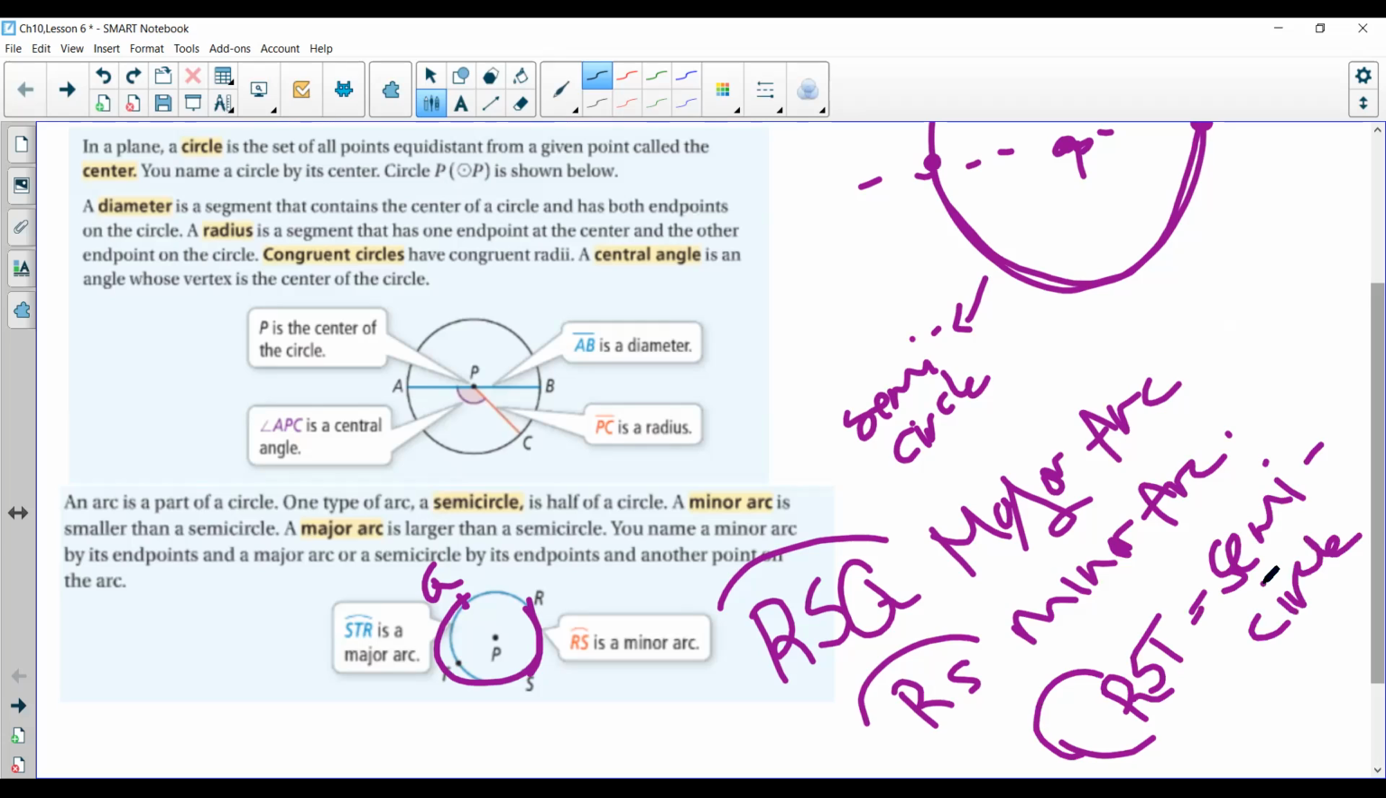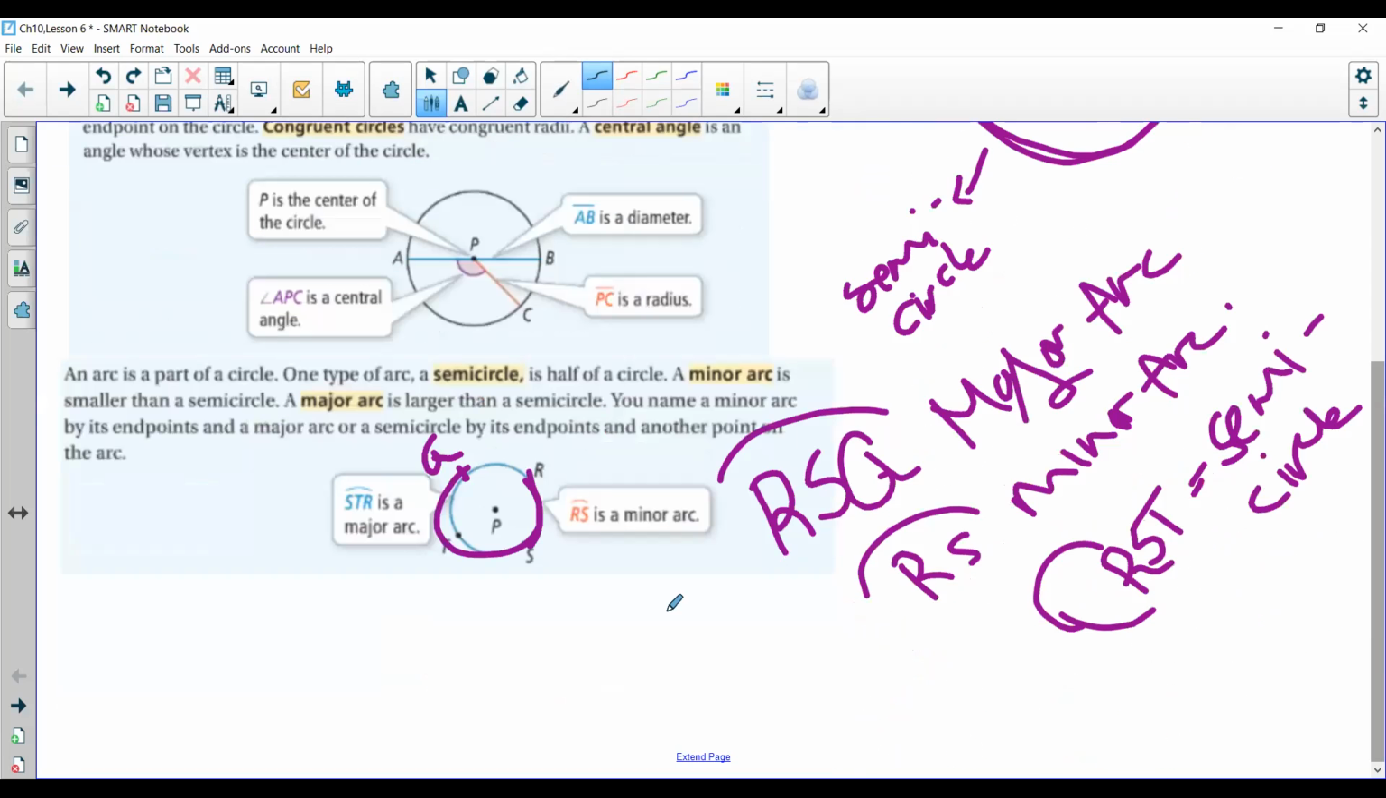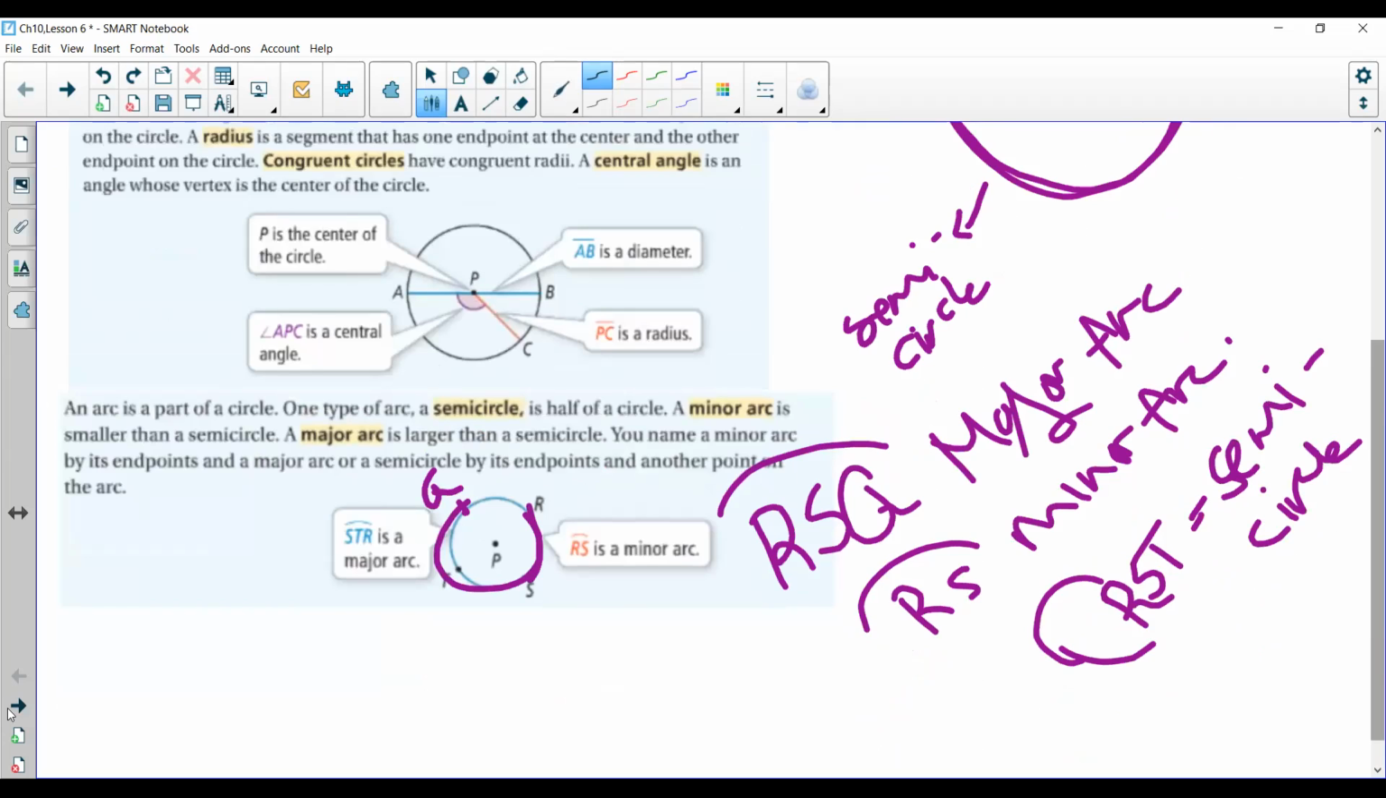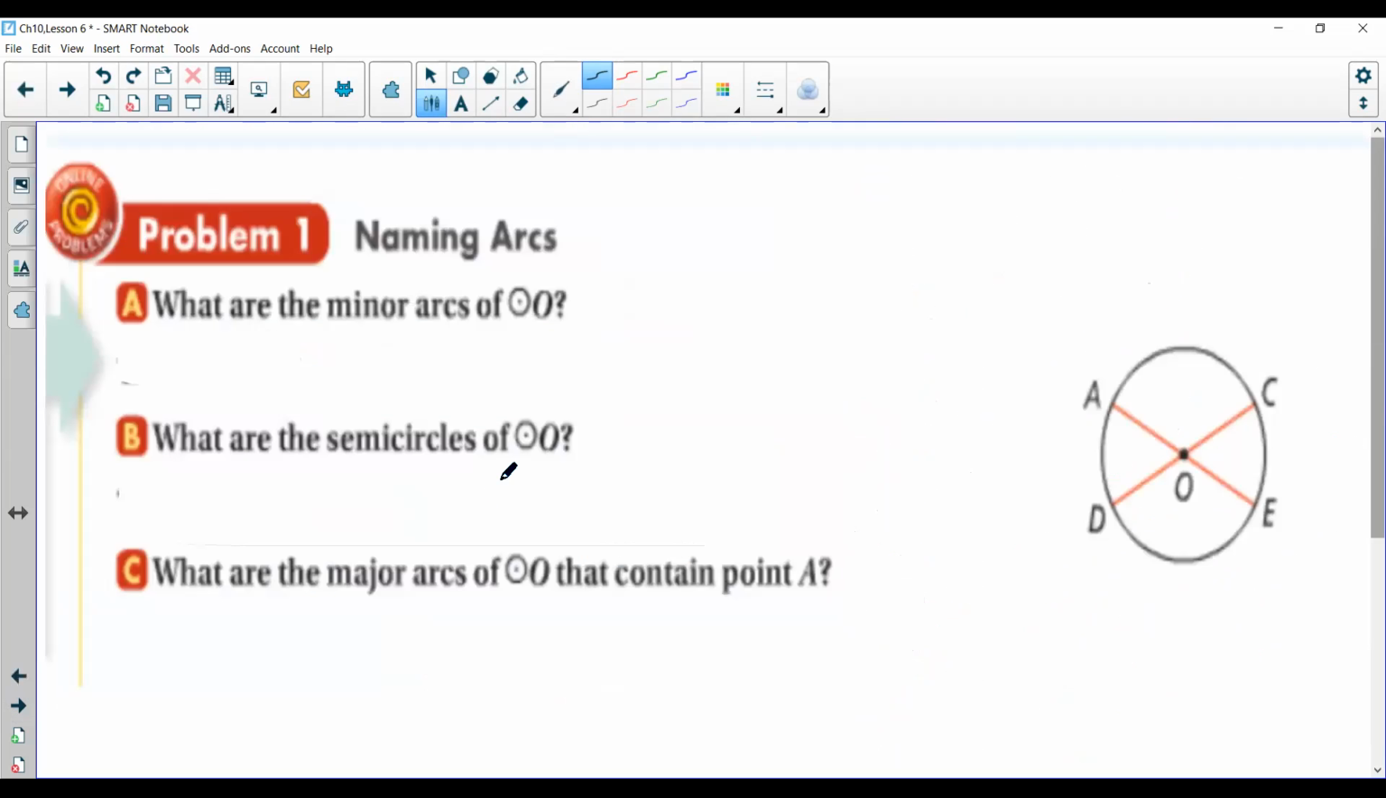Is it clear what is the difference between major, minor and semicircle? Yes. Now let's name the arcs. Look at this circle here. This is a circle. As I told you, if I want to name a circle, I will say circle with center O. What are the minor arcs of circle O?